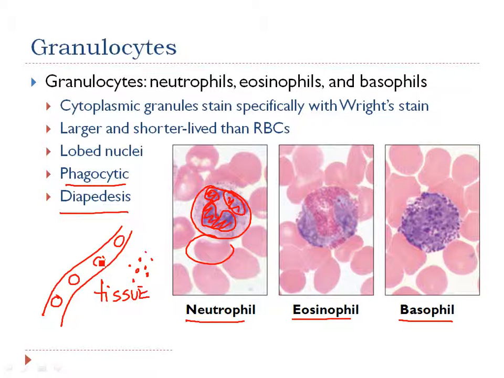Well, if these cells are going to battle those microbes, they can't stay in your blood vessels. A lot of times when you have an infection, the microbes are not inside your blood vessels, they're in the tissues outside of those blood vessels. So these white blood cells have to be able to exit those blood vessels and get into those tissues so that they can do their jobs. That ability to squeeze through the walls of very small blood vessels is called diapedesis.